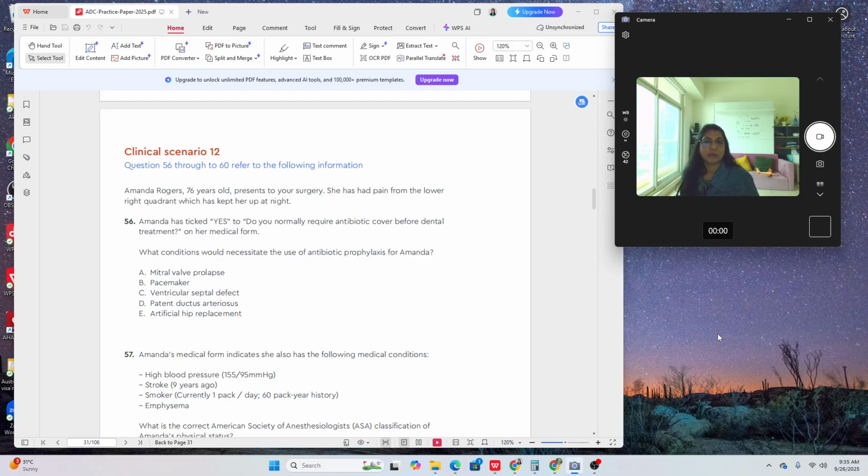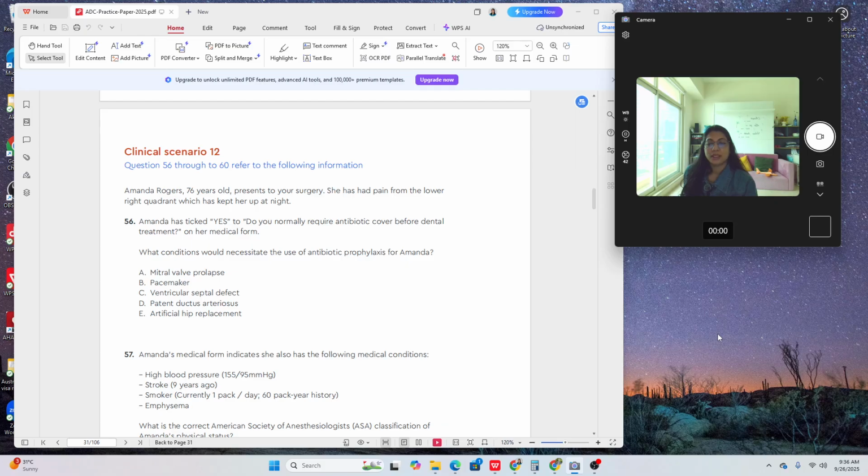When you do a normal dental procedure, it can risk damage to other organs of the body, especially the heart. So you give antibiotics to prevent that damage. That's why antibiotic prophylaxis. Understood? A good table is given in therapeutic guidelines, and let's see what the options are given to us here. Mitral valve prolapse, pacemaker, VSD, PDA, artificial hip replacement.